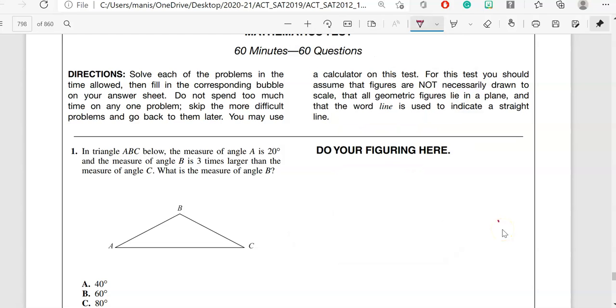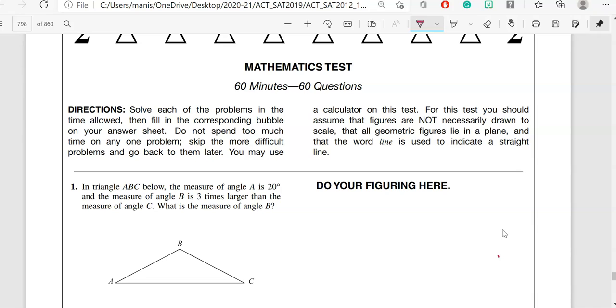ACT practice paper. This is our practice paper number 3. I will just give this number 3. Okay. ACT practice number 3. It just helps us in keeping a track. Okay. Session 1.